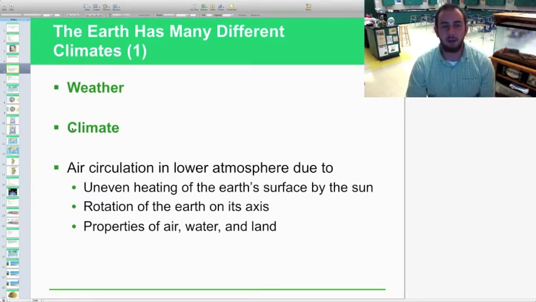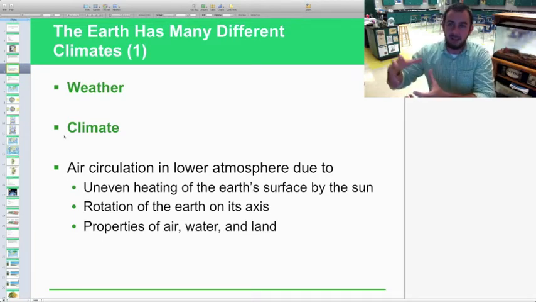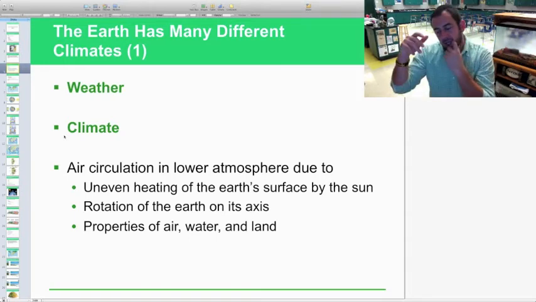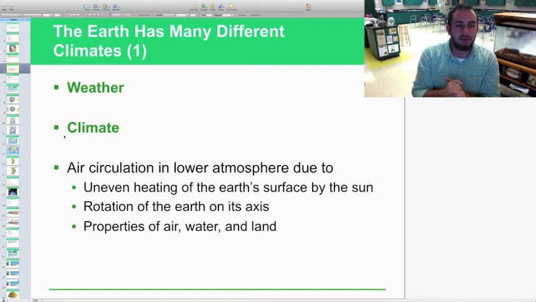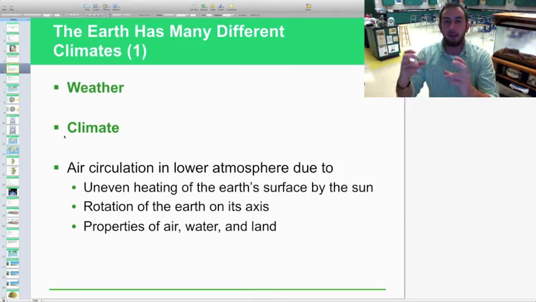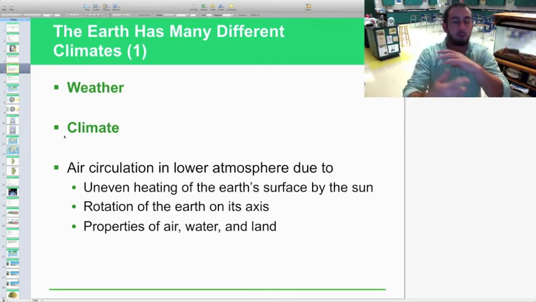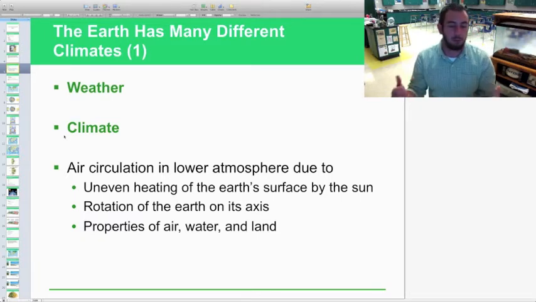Air circulation in the lower atmosphere is due to a couple of different things. First of all, the uneven heating of the Earth's surface by the sun. That generates warmer air masses, which then move, because the warm air rises. Also, the rotation of the Earth on its axis causes those wind patterns of those warmer areas of atmosphere to move and rotate around as well, as well as the properties of air, water, and land themselves, which allow for that circulation to move those air masses about the world.